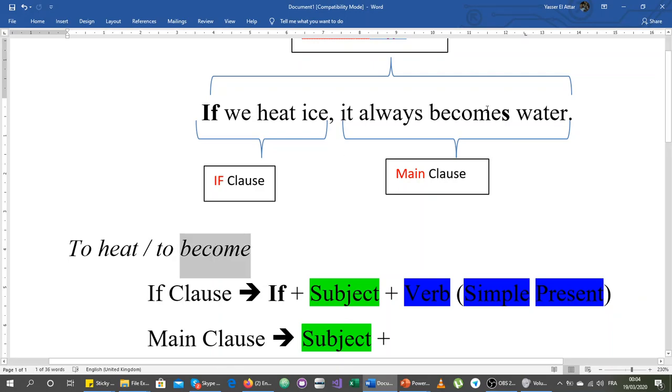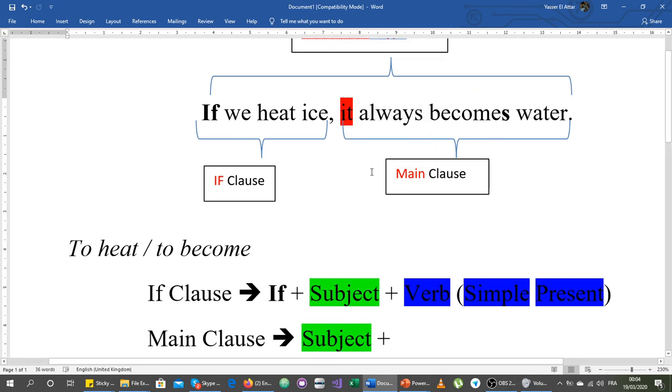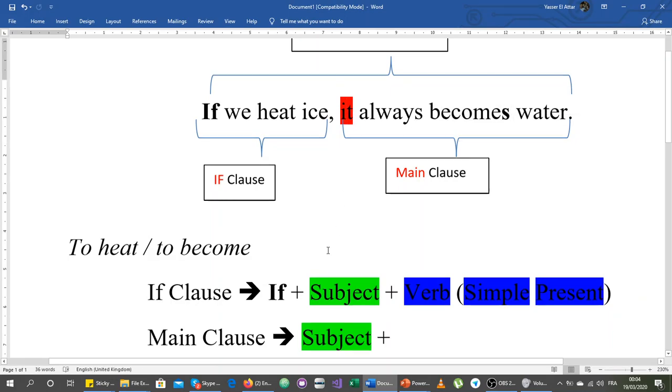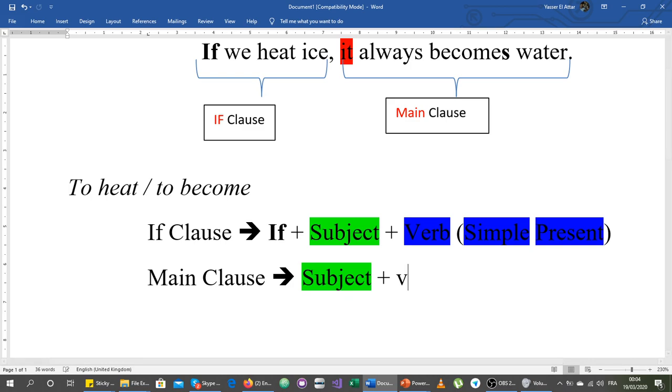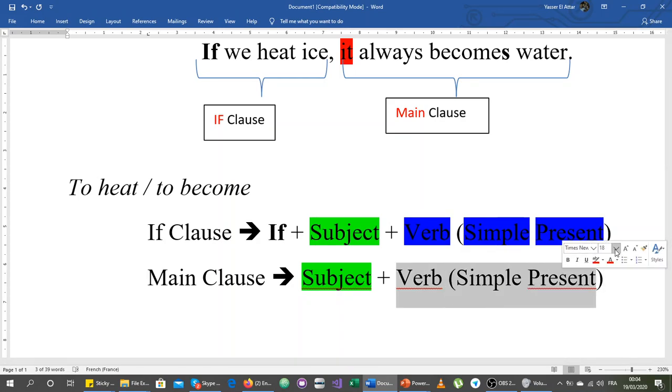We added only s. Why did we add s? Because we have here "it." Okay, so when we add s to the verb in "it," it is also the verb in the simple present. Okay, the verb is in the simple present.